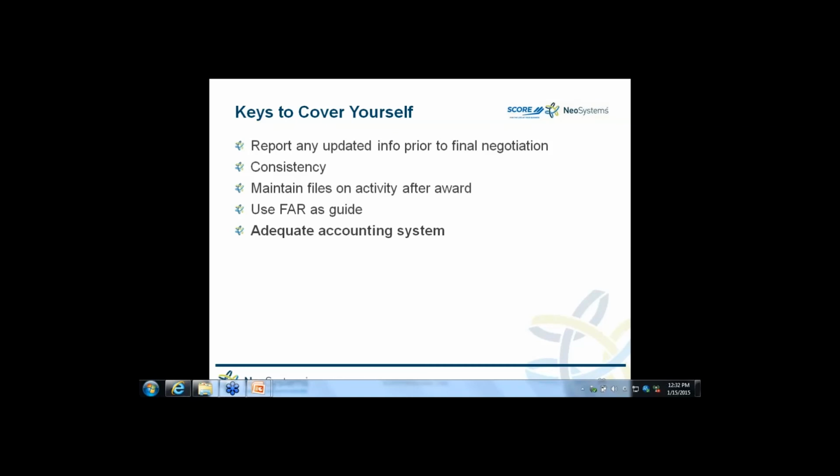Maintain files on activity after award, which is your contract folder. Use FAR as a guide. I know FAR is not a joy to read, but at least have that as something in the background for you to reference if you ever have any questions on that. And then in bold, an adequate accounting system. Now, QuickBooks, Peachtree, out of the box, those aren't adequate accounting systems really to do business with the government. However, there are certain add-ons and structures that you can use when setting up your QuickBooks or Peachtree system that could be deemed adequate by DCAA.